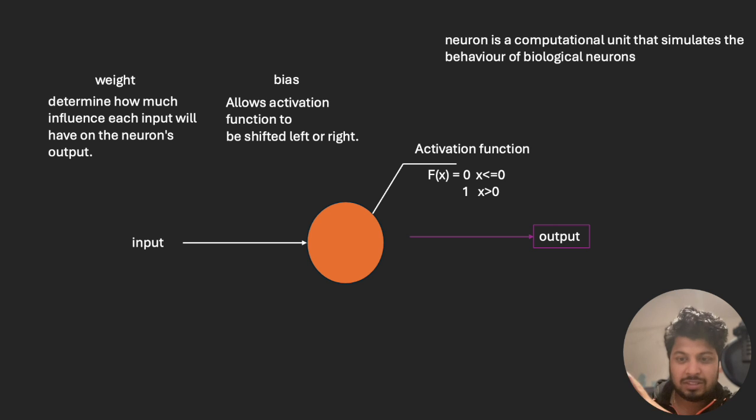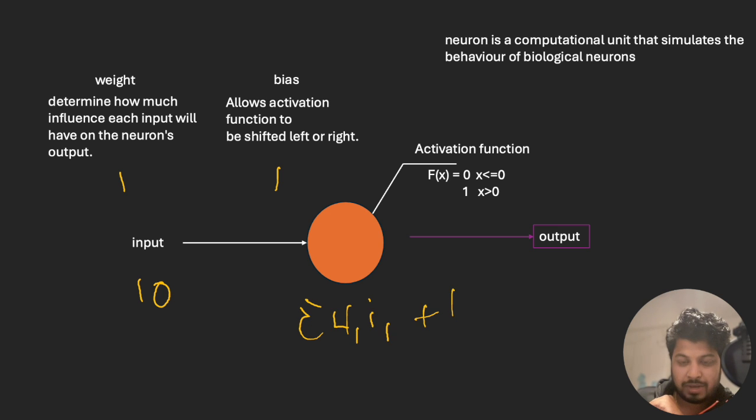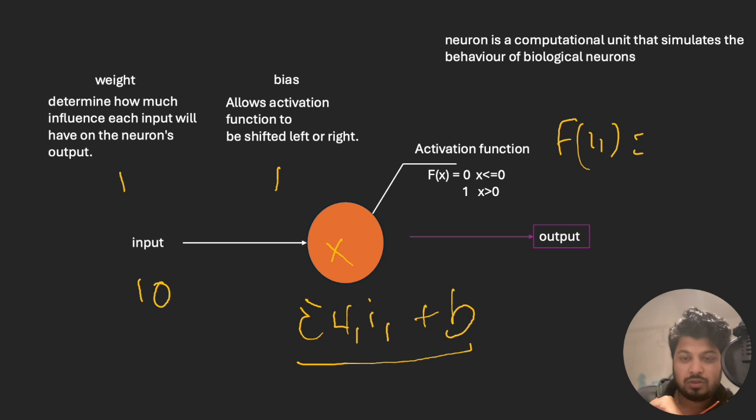Let me summarize the 3 scenarios which we looked at. First, we looked at how this neuron will be activated based on the input 10. Weight was 1 and the bias was also 1. In this case, the neuron was activated because applying the summation function, which is wi into input xi plus bias, we calculated x here, which is equal to 11. So f of 11 is equal to 1. In this case, our neuron was activated.